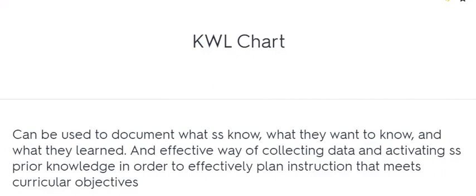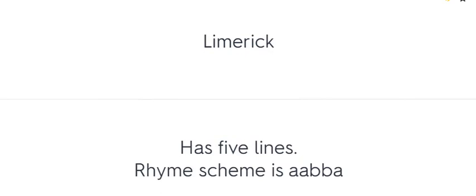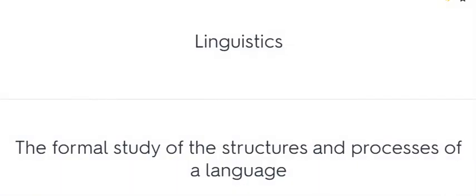KWL chart. Can be used to document what students know, what they want to know, and what they learned, and is an effective way of collecting data and activating students' prior knowledge in order to effectively plan instruction that meets curricular objectives. Limerick. Has 5 lines, rhyme scheme is AABBA. Linguistics. The formal study of the structures and processes of a language.